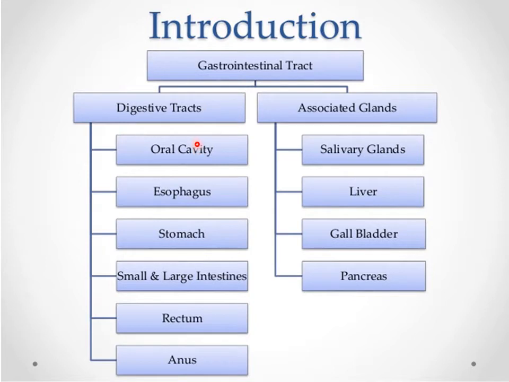The digestive tube starts from the oral cavity, after that it continues to the esophagus, stomach, small and large intestine, rectum, and finally anus. Associated structures are, first of all, glands: the large salivary glands, the liver, the pancreas, and the associated structure gallbladder.